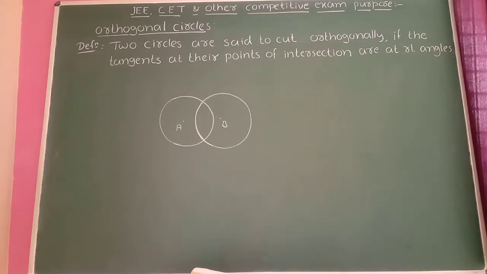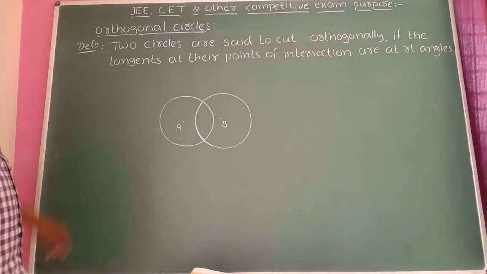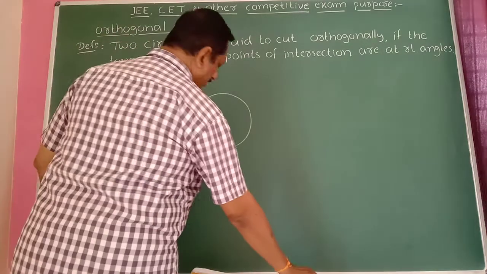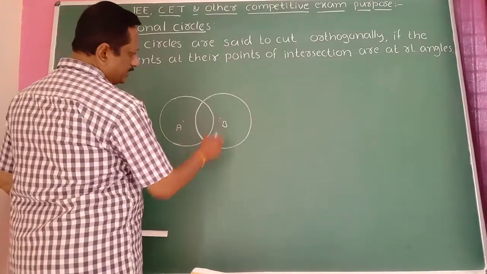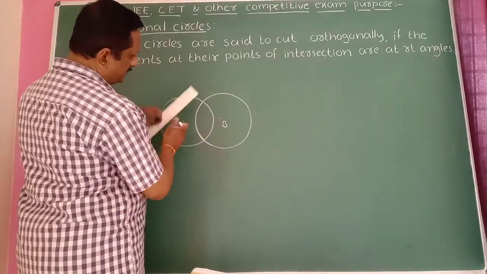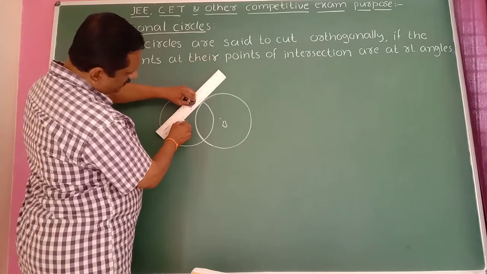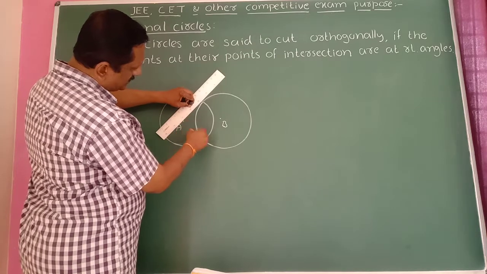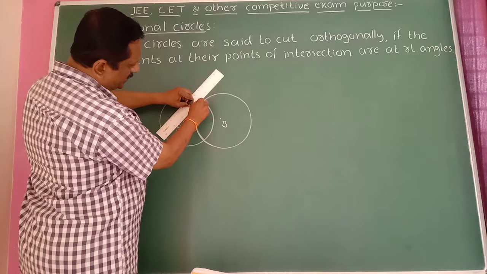So, orthogonal circles. The definition: two circles are said to cut orthogonally if the tangents at their points of intersection are at right angles. Here the two circles cut each other, and these are the centers of the circles. This is the center of the first circle. Just draw a tangent to this circle at the point of intersection.